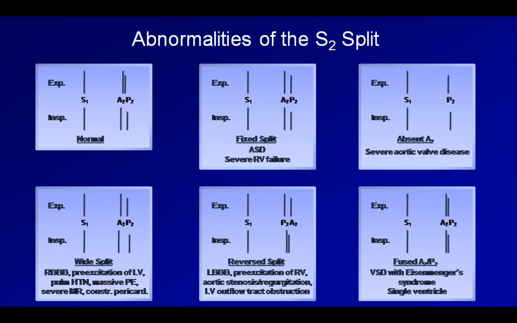These last two abnormalities, the absent A2 and fused A2P2, are very similar acoustically, but differ greatly in their patient populations. The former is heard almost solely in the elderly, while the latter is heard almost solely in the pediatric ages.